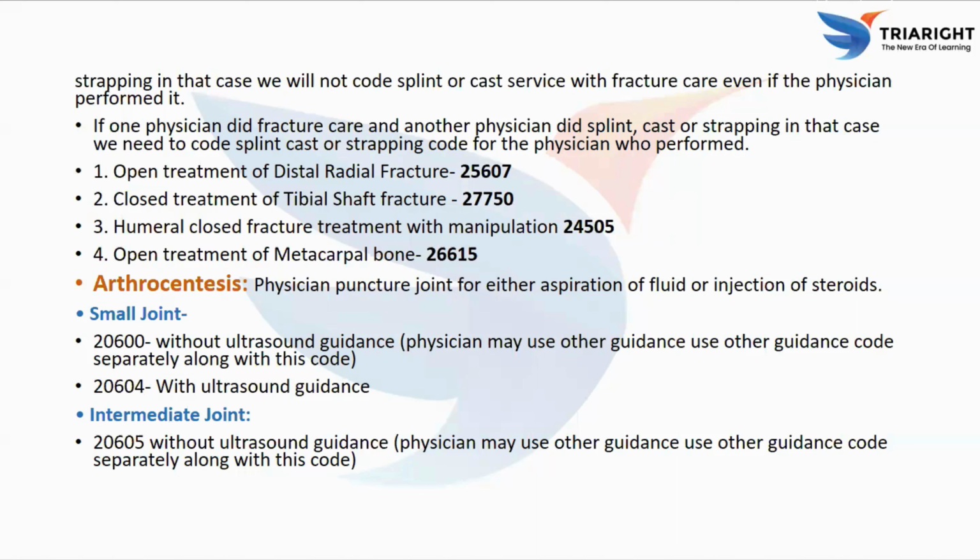And next part is fracture treatment. So what are the examples here? Open treatment of the distal radial fracture, CPT code 25607. Here the incision is made, the fracture is exposed and reduction is performed, and hardware is also usually placed. It's a procedure under ORIF. So the 25607 code is assigned.